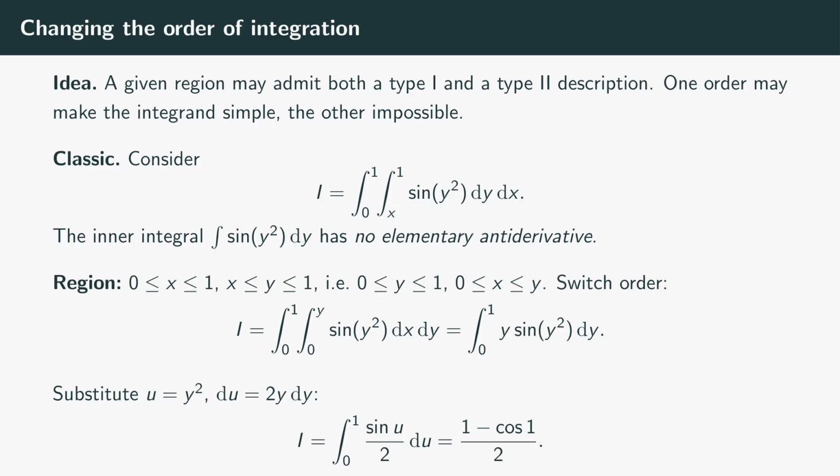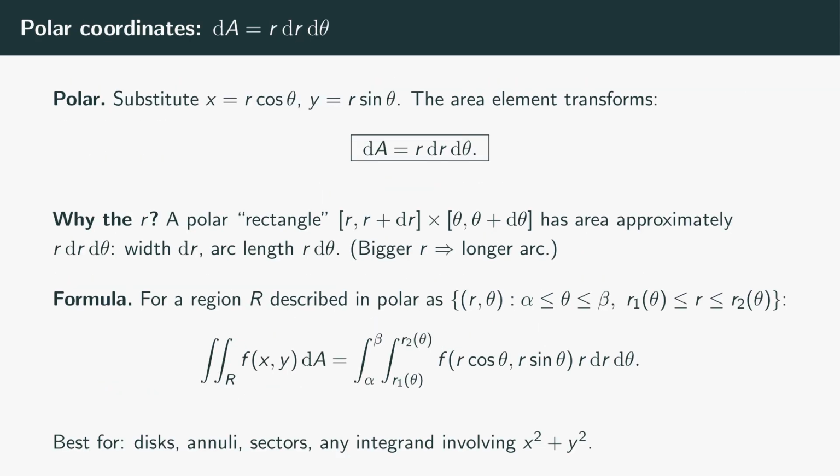This is a standard move. Whenever an iterated integral has a nasty inner antiderivative, try the other order before giving up. For some regions and integrands, Cartesian coordinates are the wrong tool. If the region is a disk or an annulus, or if the integrand involves x squared plus y squared in a way that cries out for the substitution r squared equals x squared plus y squared, switch to polar coordinates.